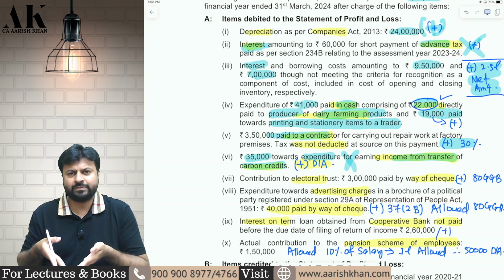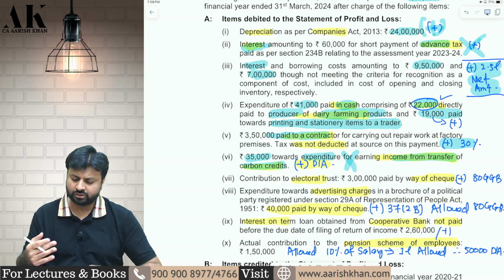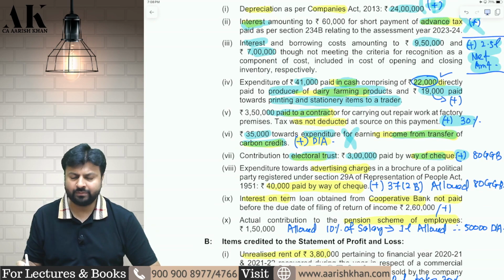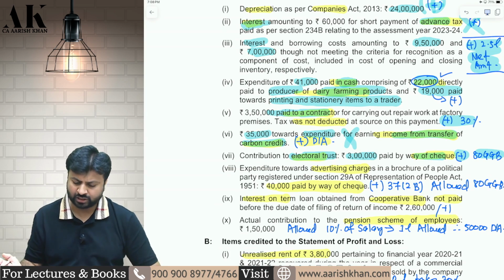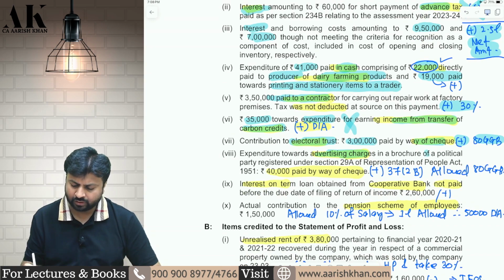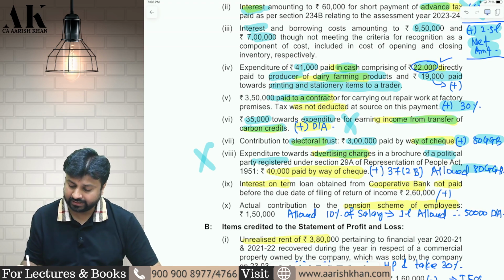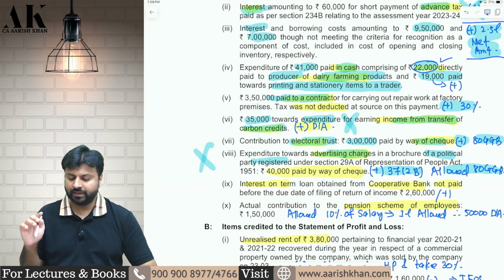Definitely, if there is an expenditure, later on there will be some income also, which we will see after some time. Contribution to electoral trust 3 lakh rupees by cheque, so that will be disallowed under PGBP, and under 80GGB you can claim the deduction because you are following the normal regime and the payment is made by cheque. Okay. Next one, advertising in a brochure of a political party is disallowed under PGBP under 37(2B), but you can claim that as a donation under section 80GGB. So disallow here and claim under 80GGB.